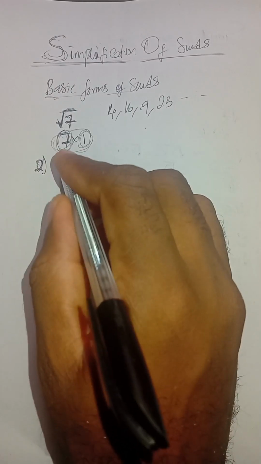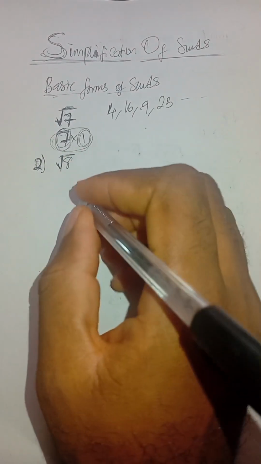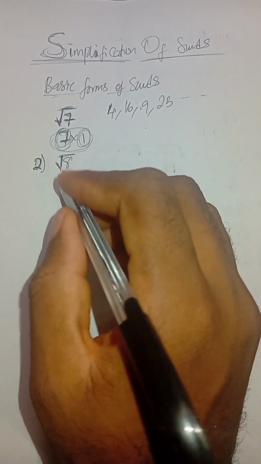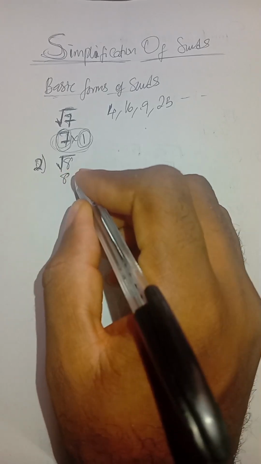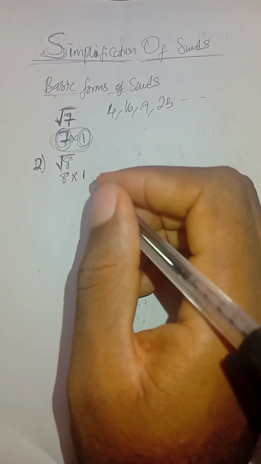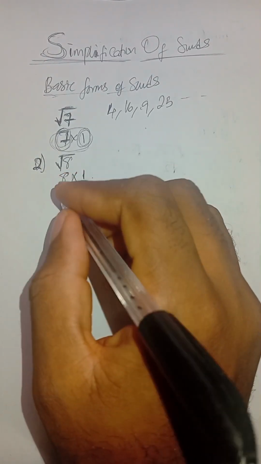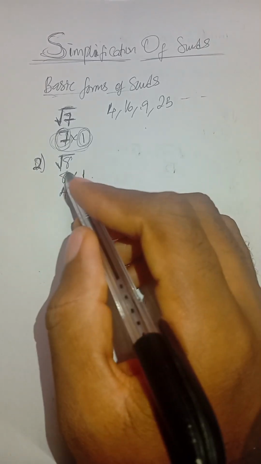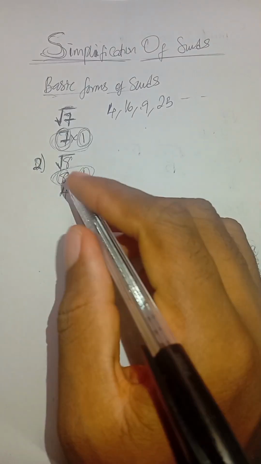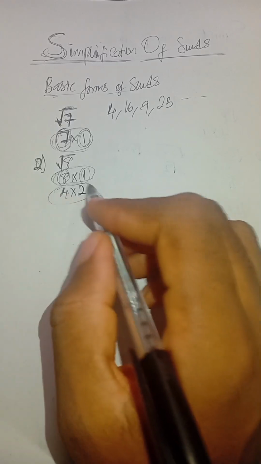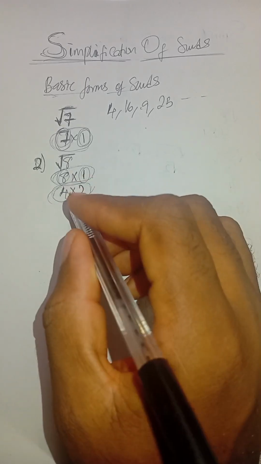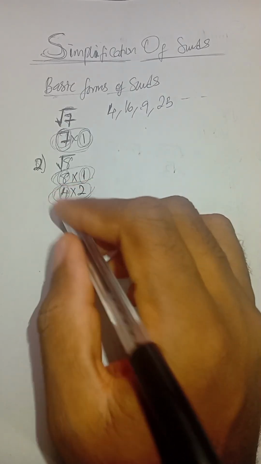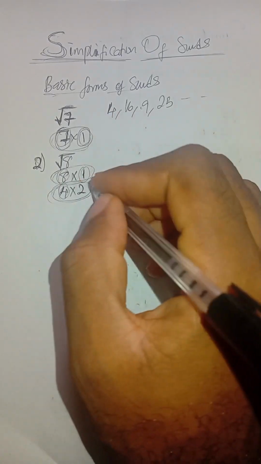And we have root 8. What are the pair factors of 8? We have 8 times 1, 4 times 2 gives us 8, yes, 4 times 2. So the first factors, there is no perfect square. 8 is not a perfect square, 1 is not a perfect square. Then we check the second factors. This is the second one. 4 is a perfect square.